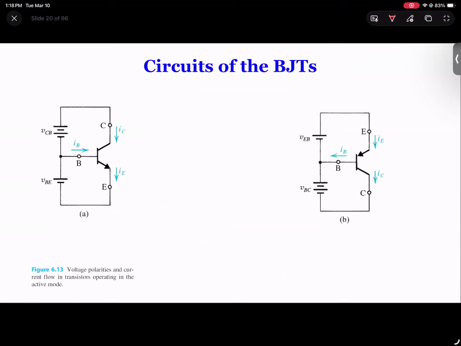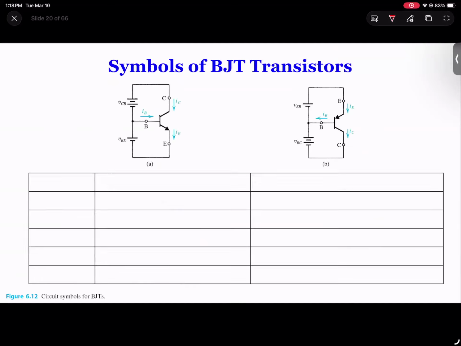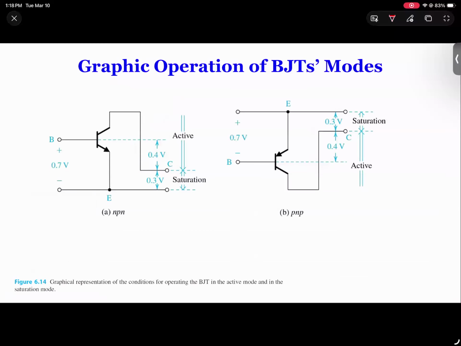So we're going to spend time over here. There's another presentation to look at the voltage relations we saw earlier. Therefore, for example, for an NPN, VBE is 0.7. Again, the different modes are going to depend on the voltages.